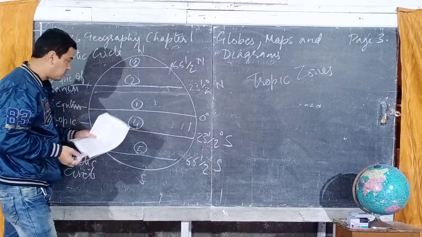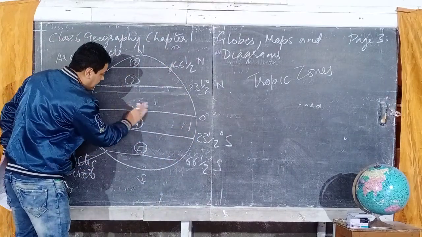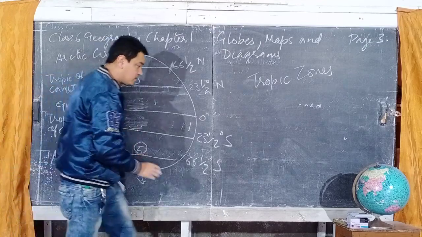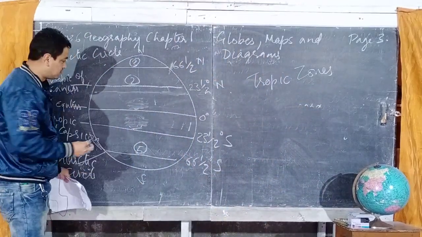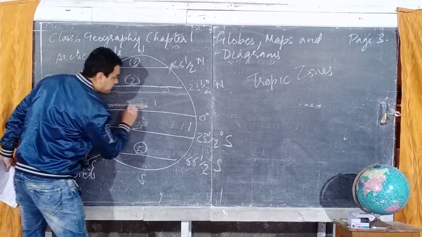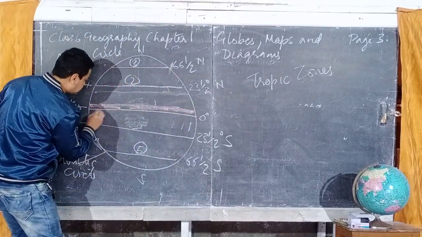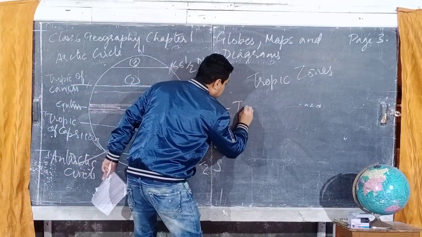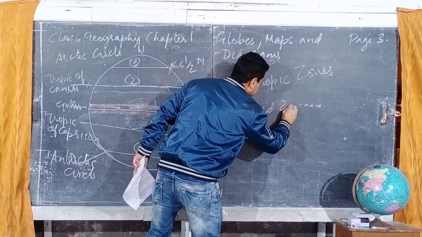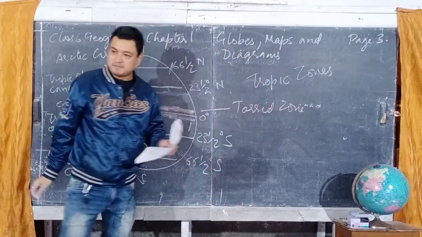Okay. So, what is a torrid zone? The area near the equator is known as the torrid zone. Torrid zone means the hottest place. So, this area lies here. This area is known as the torrid zone. T-O-R-R-I-D, torrid zone. The hottest place.